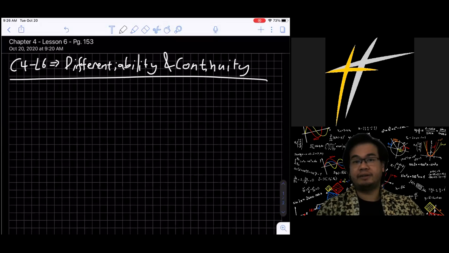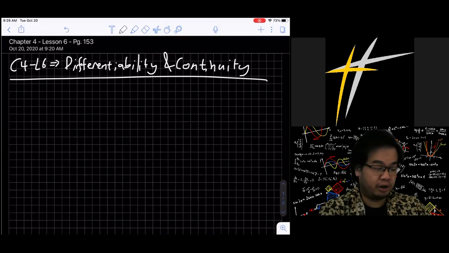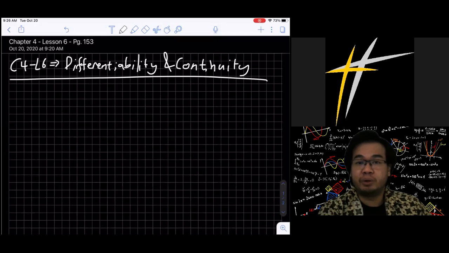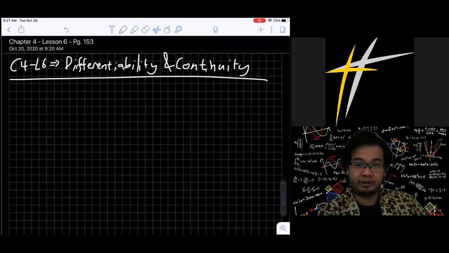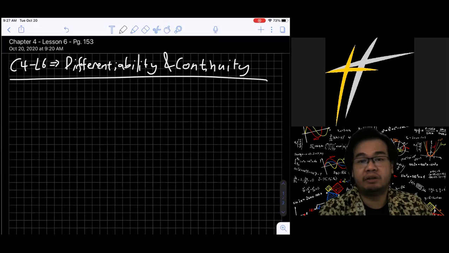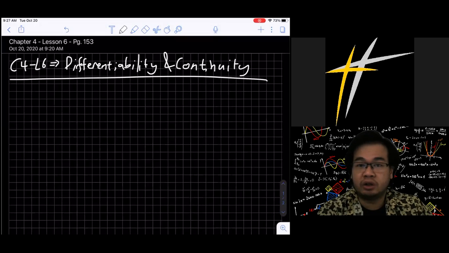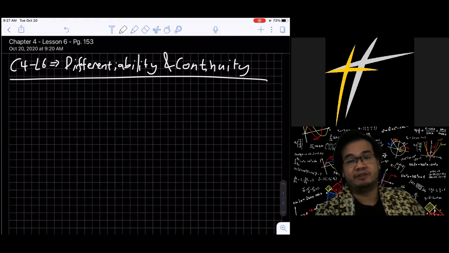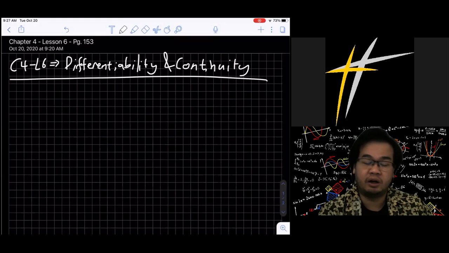Okay, good morning everyone. Now we're gonna continue our lesson, chapter 4, lesson 6, and it's about differentiability and continuity. You can open your book, page 153, yeah? Page 153. So for today's lesson, we're gonna pause for a while on finding the formula of the derivative. And for now, we're going to learn about differentiability. So it's basically a property of a function, whether it's differentiable or not.